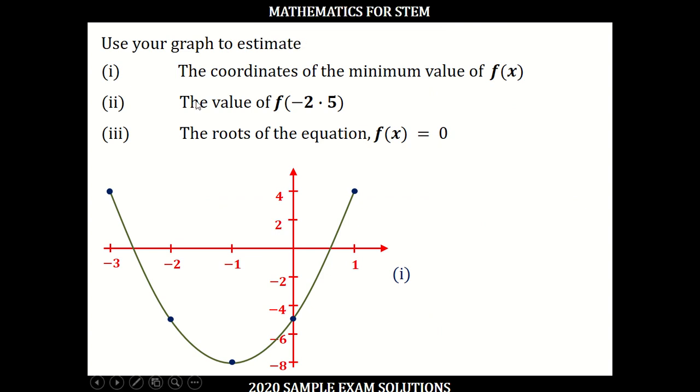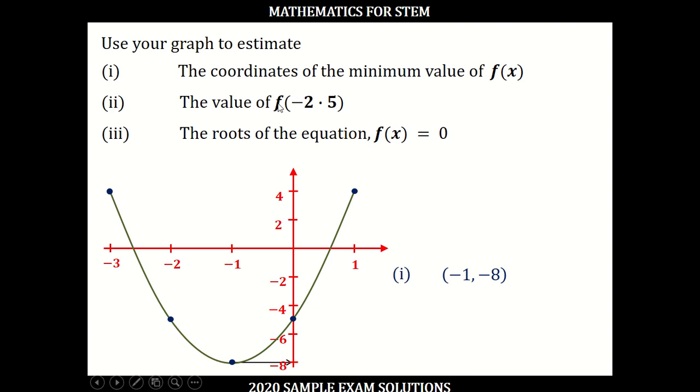And then use a graph to estimate the coordinates of the minimum value of the function. Okay. So in part 1, if you want to get the minimum, we just go across here, and that goes across to minus 8. That's the y coordinate, it's minus 8, and the x coordinate will be minus 1. So this would be minus 1, minus 8.